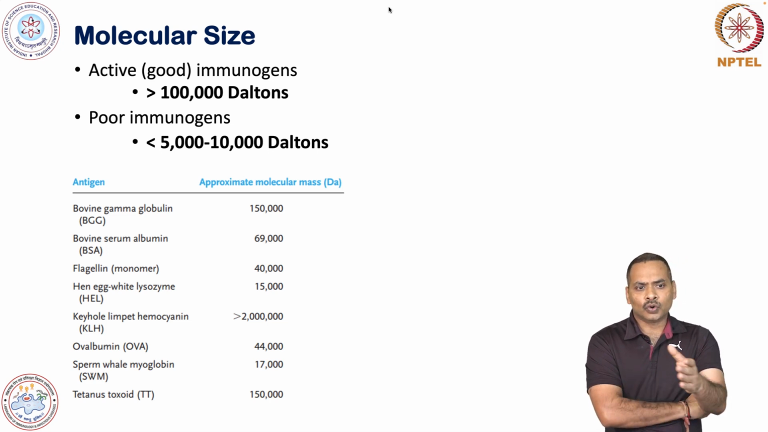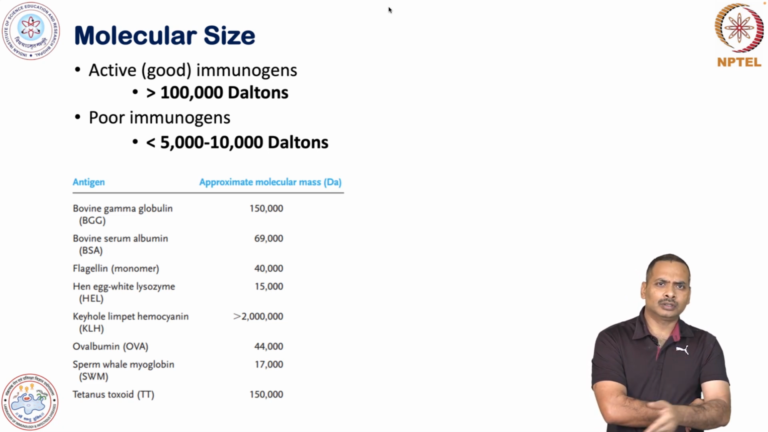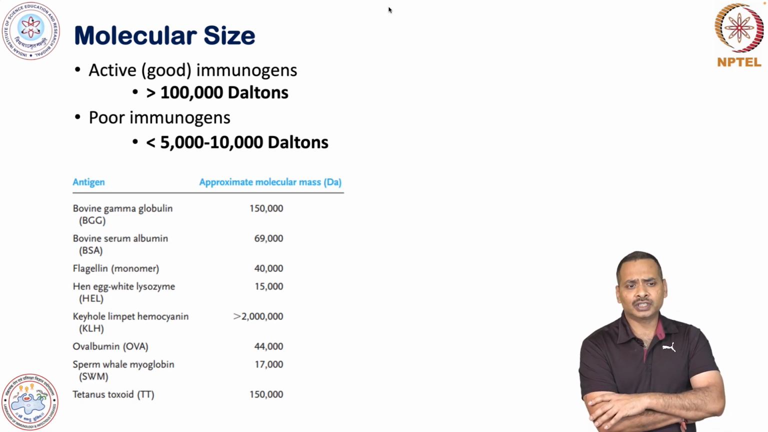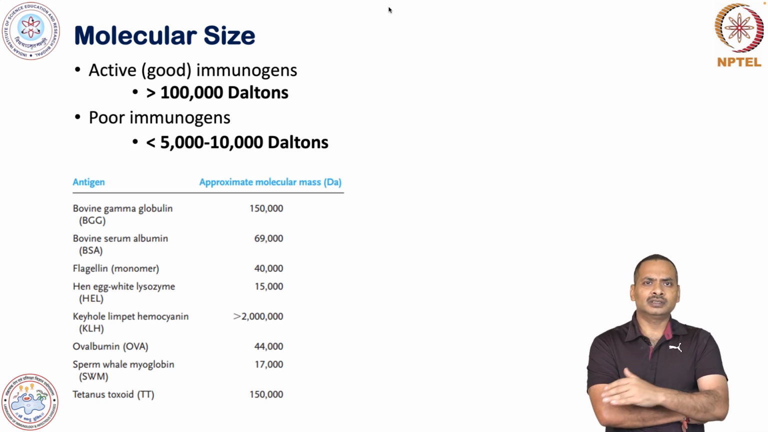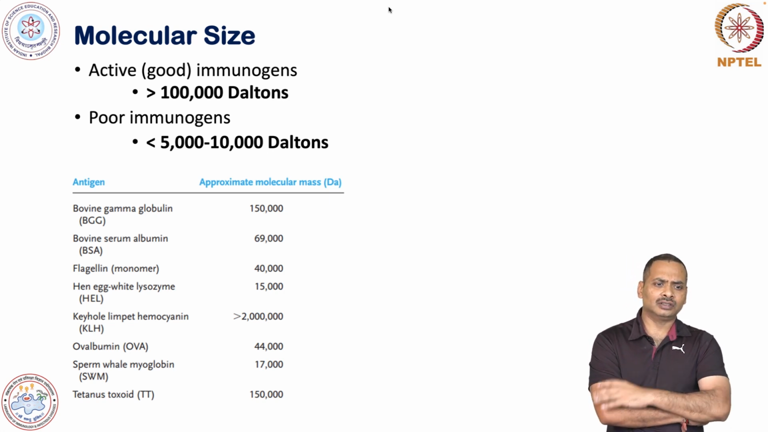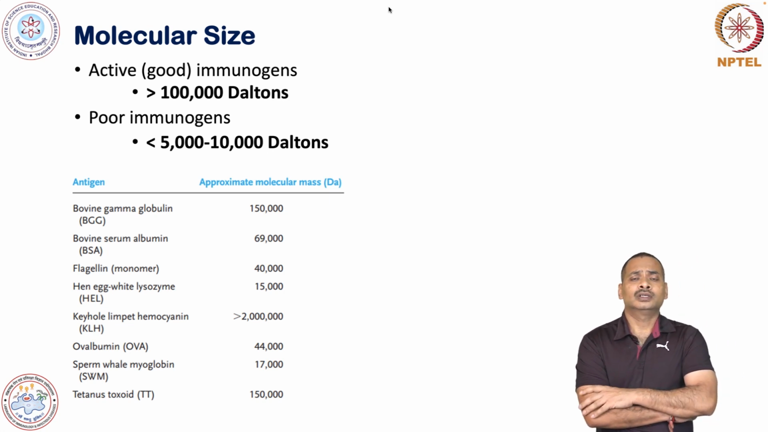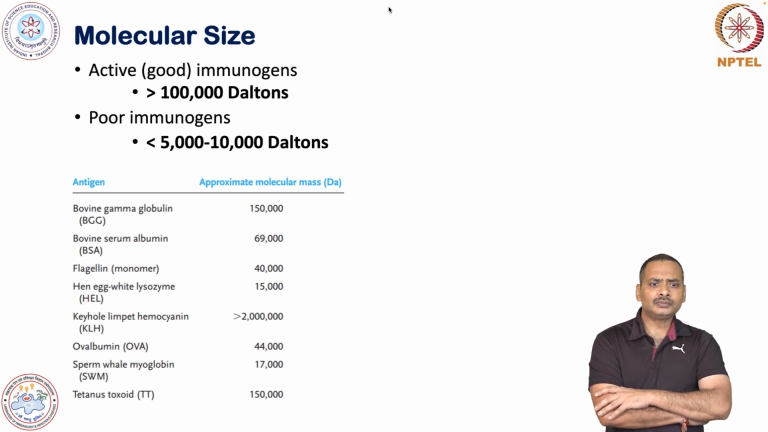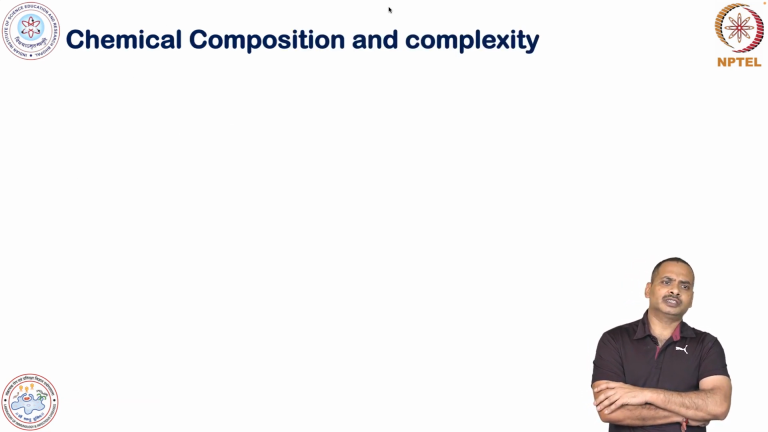Ovalbumin is also quite commonly used in experiments. Its molecular weight is 44 kilodalton. Sperm whale myoglobin is 17 kilodalton, and this is also used in our experiments. And finally, tetanus toxoid, which is about 150 kilodaltons. So, these are some molecules which are commonly used in our experiments.